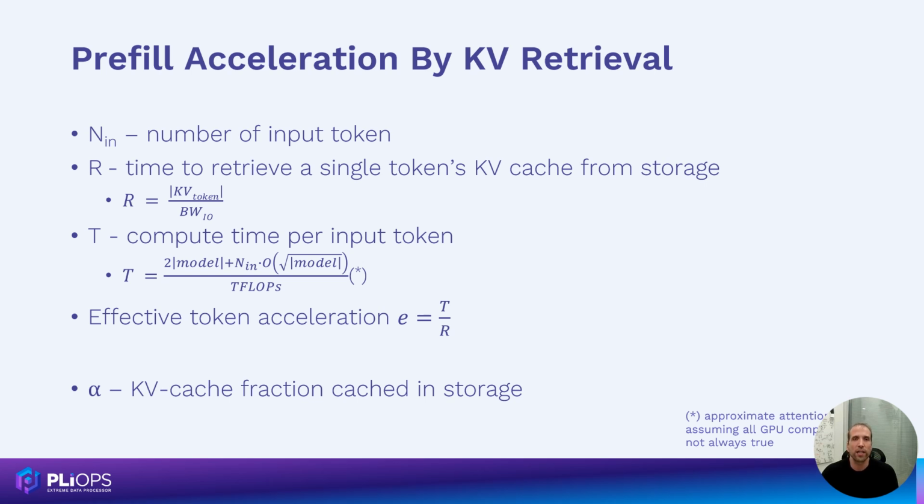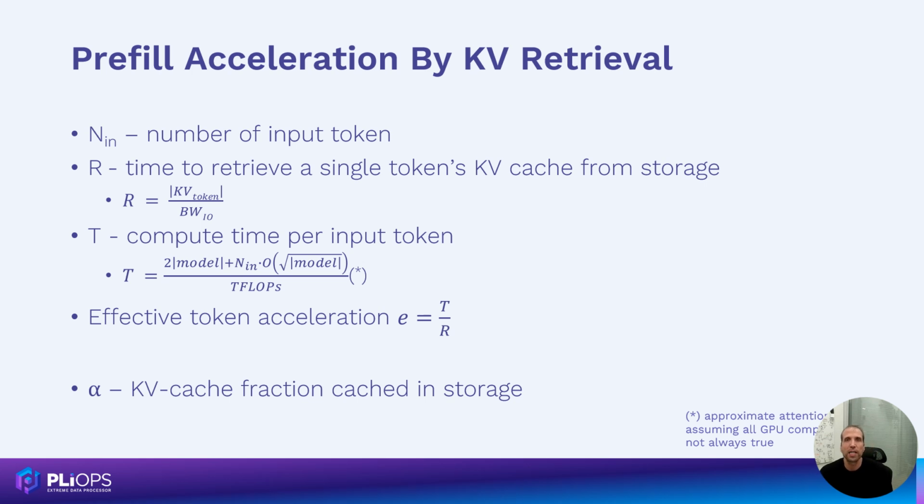Next, T represents the compute time per token. This depends on both the model size here and the input length. This second part is due to attention calculations, and it scales roughly with the square root of the model size. This is an approximation. The numerator accounts for both model size and attention operations, while the denominator represents the available compute in teraflops.